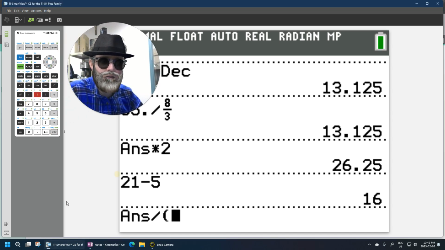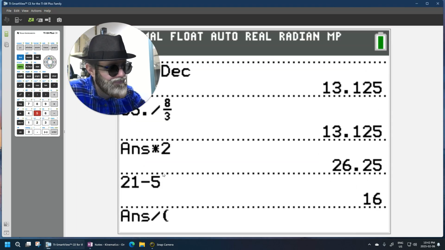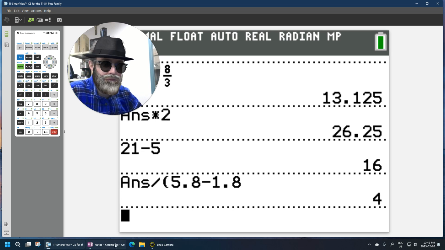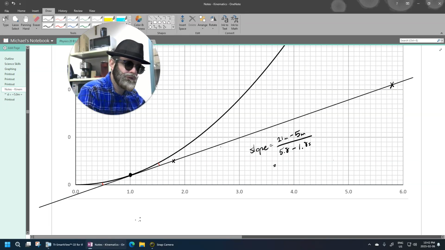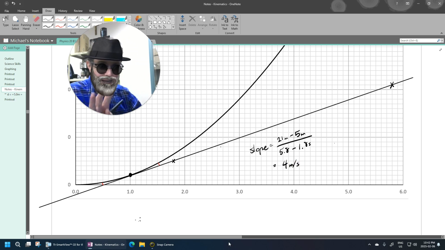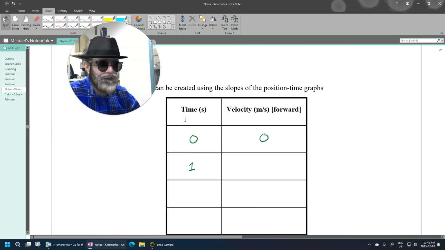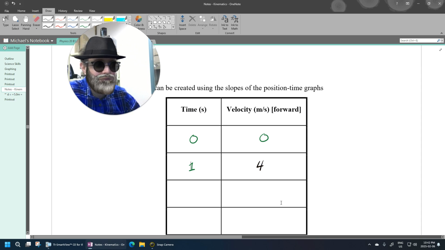There we go. 5.8 minus 1.8. 4. That's good. Nice clean slope. So I get 4 meters per second. Where's my 4 meters per second? So this was at time 1. So what I'm going to do is I'm going to scroll ahead here a couple pages. Remember this page here, time 1. I'm going to put down here 4 meters per second forwards.